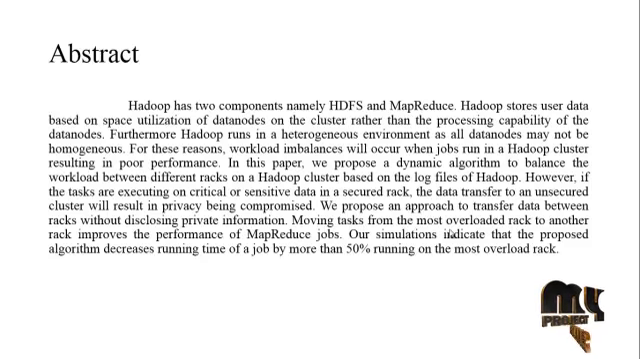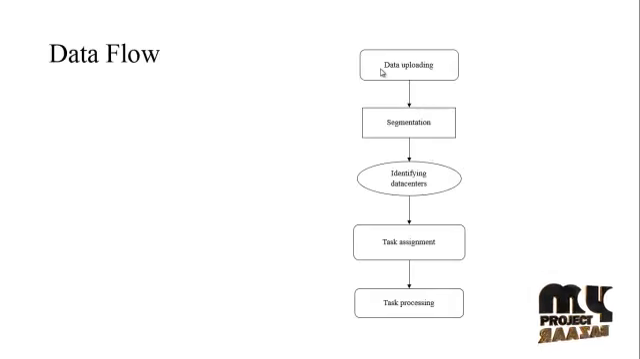Moving tasks from the most overloaded rack to another rack improves the performance of MapReduce jobs. Our simulation indicates that the proposed algorithm decreases the running time of a job by more than 50% running on the most overloaded rack. Our project data flow.